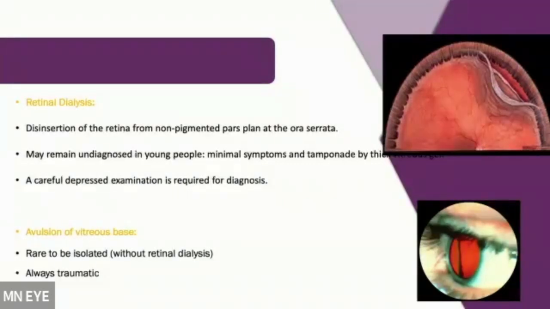So there's a tamponade of vitreous there, and they may come later with their retina detachment, unless trauma is so bad or dialysis is so bad that they present acutely. Avulsion of vitreous base is when vitreous base separates from retina. There is no retina detachment directly, but this is almost a pathognomonic sign of blunt trauma to the eye.